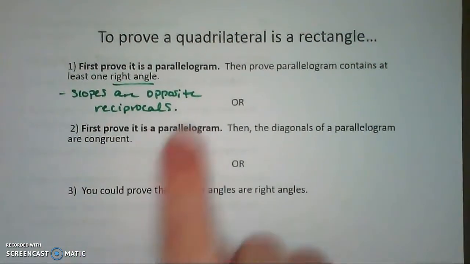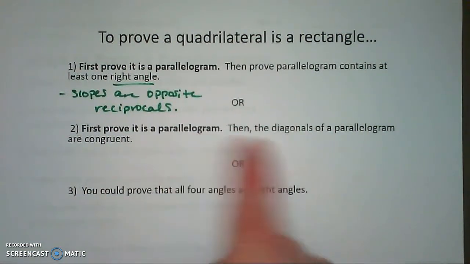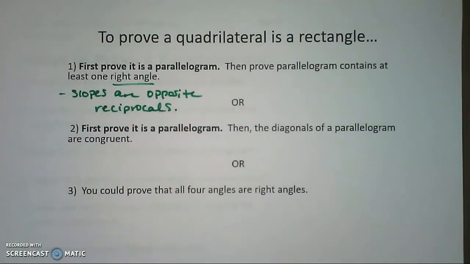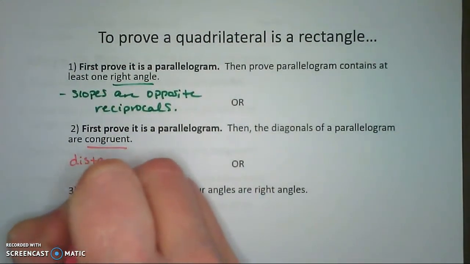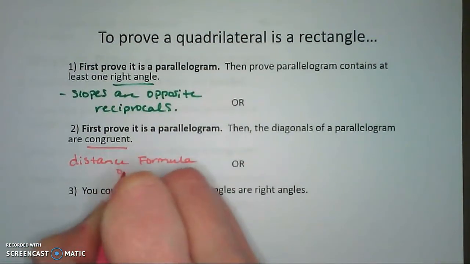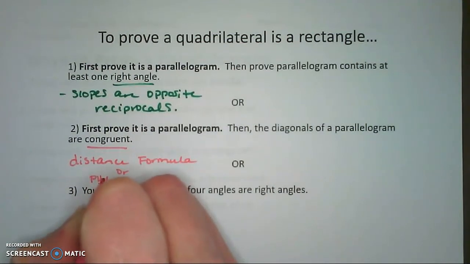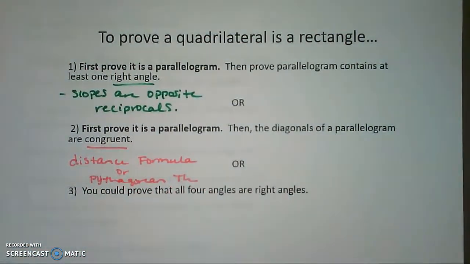Second way, again, prove that it's a parallelogram using any of the 4 methods on the front of this notes page. Then show that the diagonals of the parallelogram are congruent. You could use the distance formula or the Pythagorean theorem on a graph to show that the diagonals are congruent.